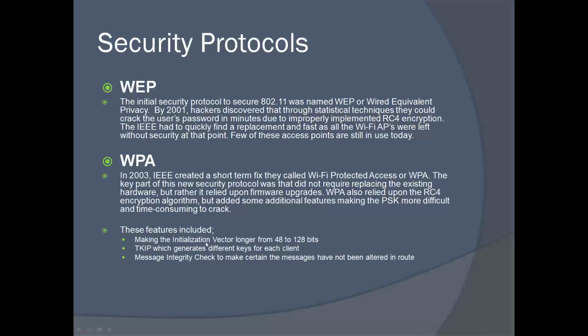These features included making the IV, the initialization vector, longer, from 48 to 128 bits. In WEP, our initialization vector was only 48 bits, very small, so they increased it to 128 bits. They put in the Temporal Key Integrity Protocol, which generates different keys for each client, so each client is slightly different. It also has a message integrity check to make certain the messages have not been altered en route. So it makes it more difficult to do a man-in-the-middle attack.